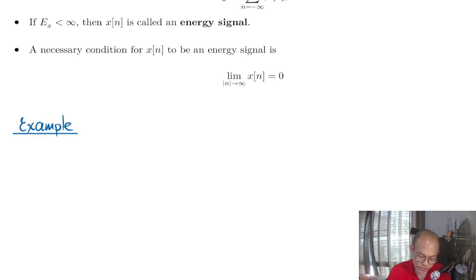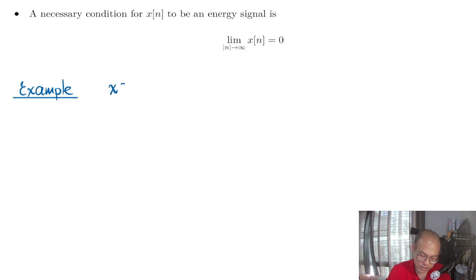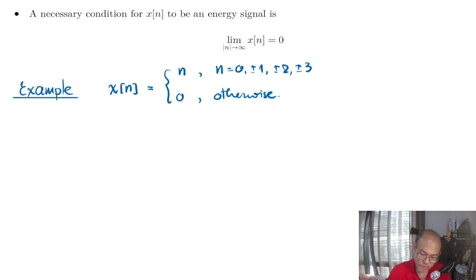I'm going to give you two examples. The first example is I'm going to define x of n as n when n is 0, plus minus 1, plus minus 2, and plus minus 3. And the rest is 0. Now for this one, I'm going to find the energy. The energy is defined as the summation of the magnitude of x squared.